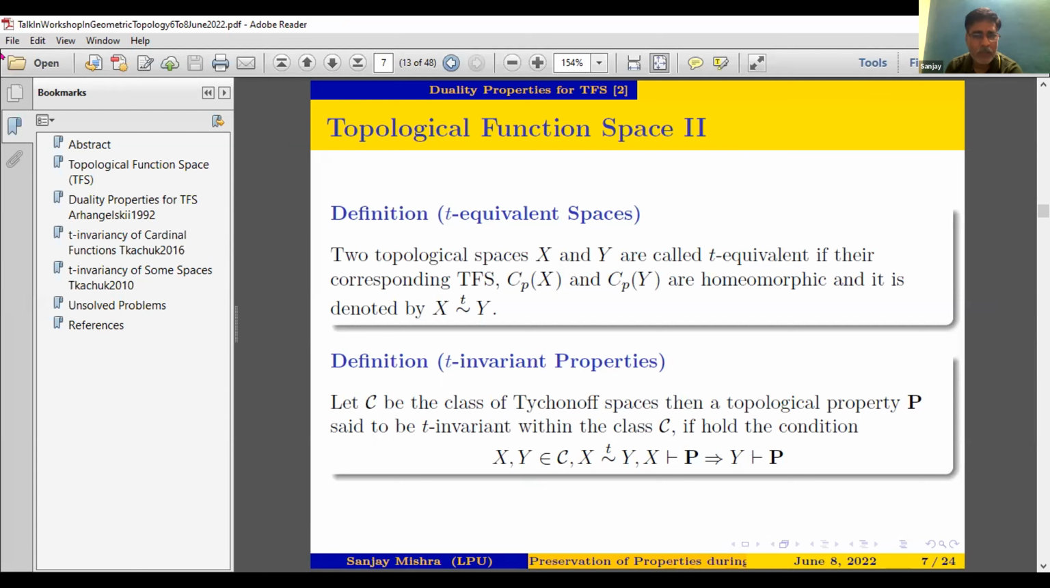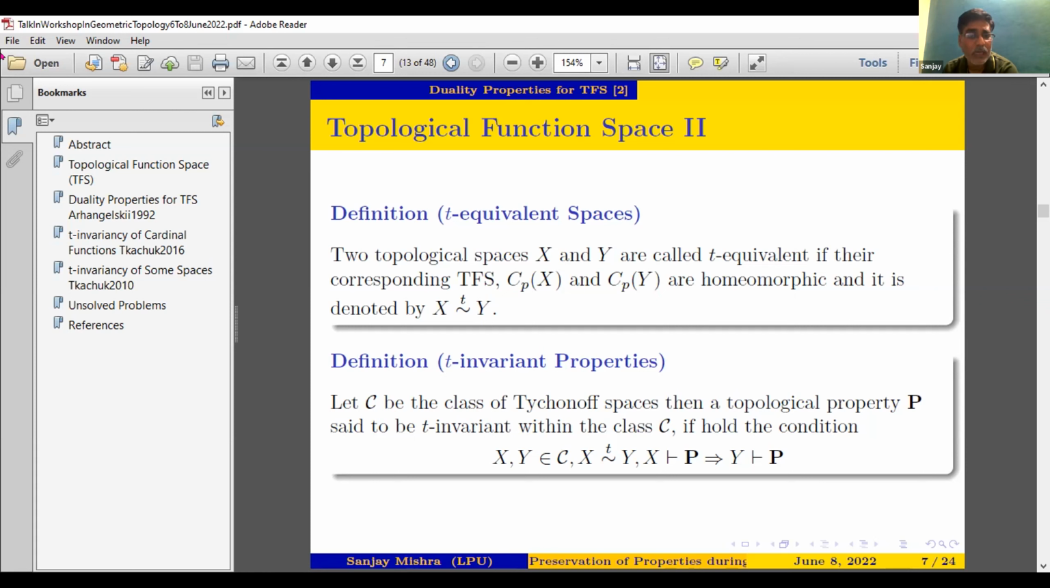This is similar to a homeomorphism, but it is a little bit different, because in a homeomorphism we consider only the topological space, but here we consider two things: the topological space as a base space, as well as the function space. Next is t-invariant properties.